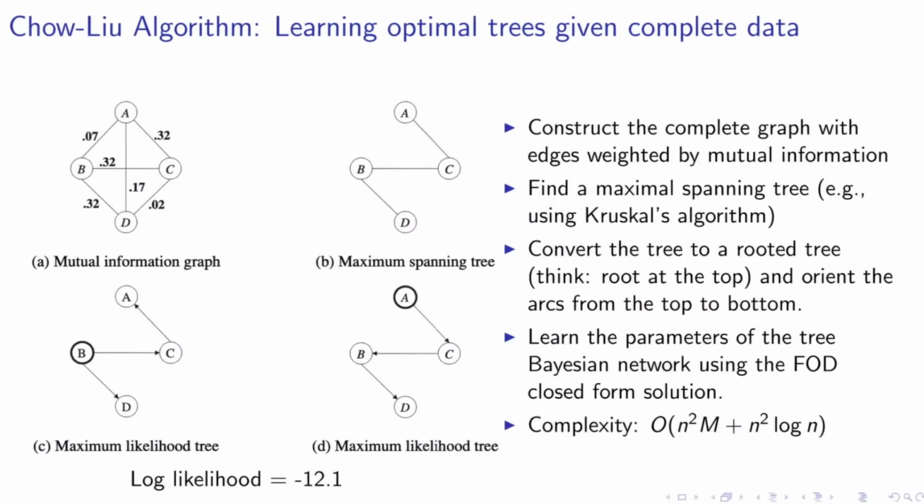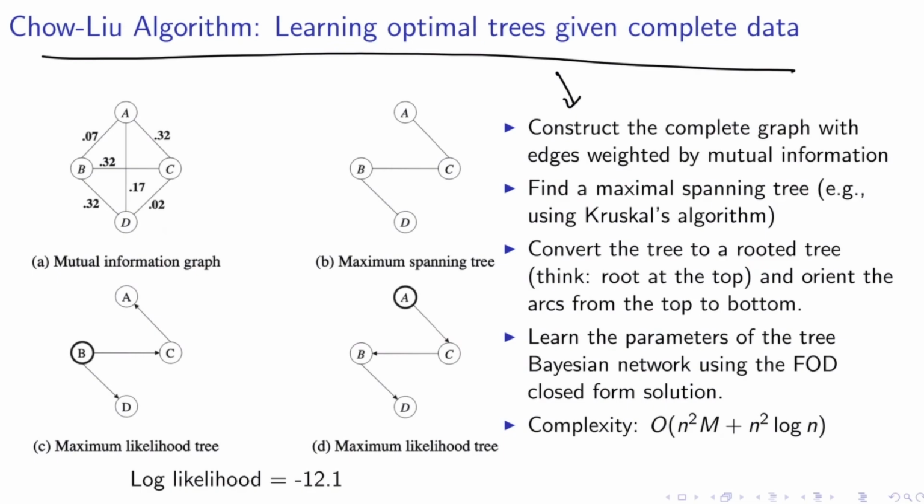Okay? So here is an example of the algorithm, this so-called Chow-Liu algorithm, which learns optimal trees given complete data. Okay, as I said, what you have to do in the first step is you construct a complete graph with edges that are weighted by the mutual information score between the two variables. Okay, so let's say you are given four variables a, b, c, d, right? Then you will draw a complete graph over a, b, c, d, and then weigh the edge between a and b by the mutual information between a and b that is computed from data.